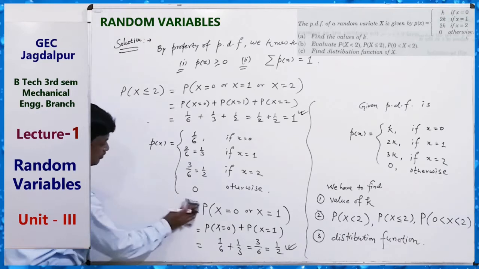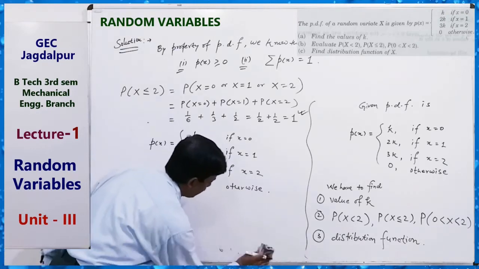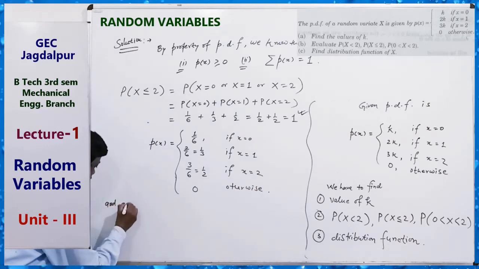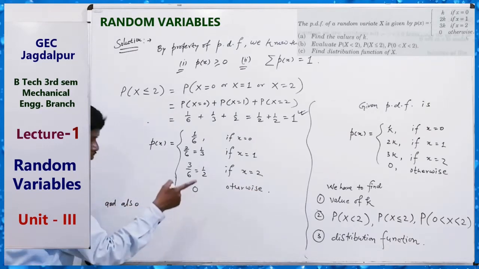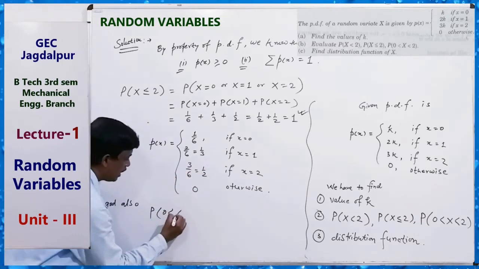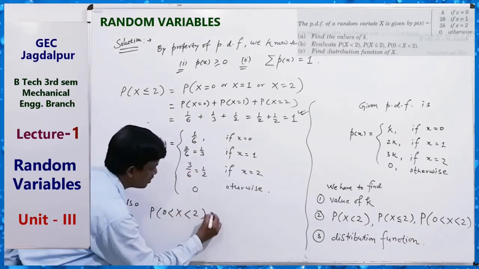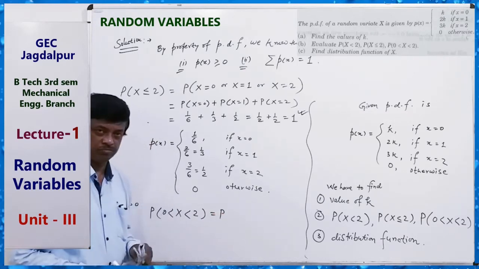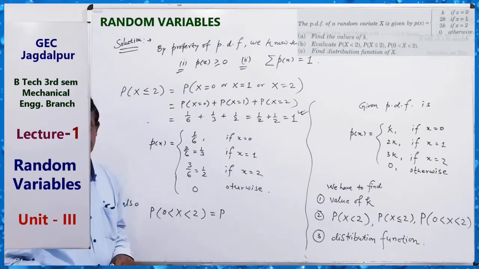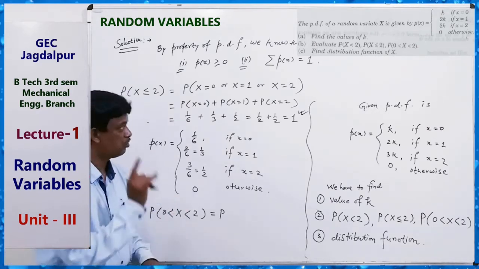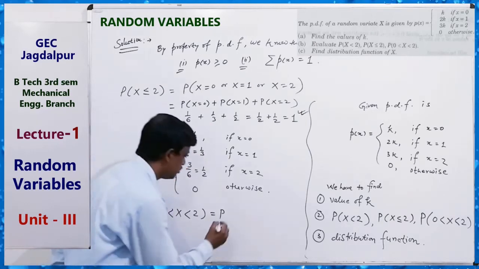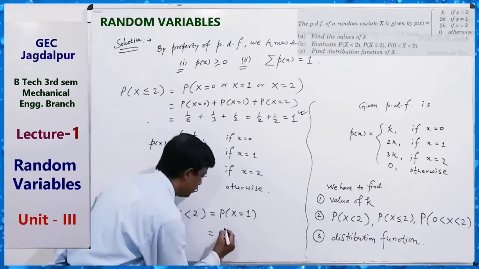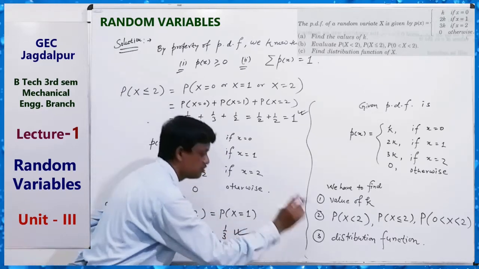And also the value of P. Also, the probability of 0 less than x less than 2 means x lies between 0 and 2, not 0, not 2. Only one value, 1. So P(x equals 1) is equal to 1 by 3.